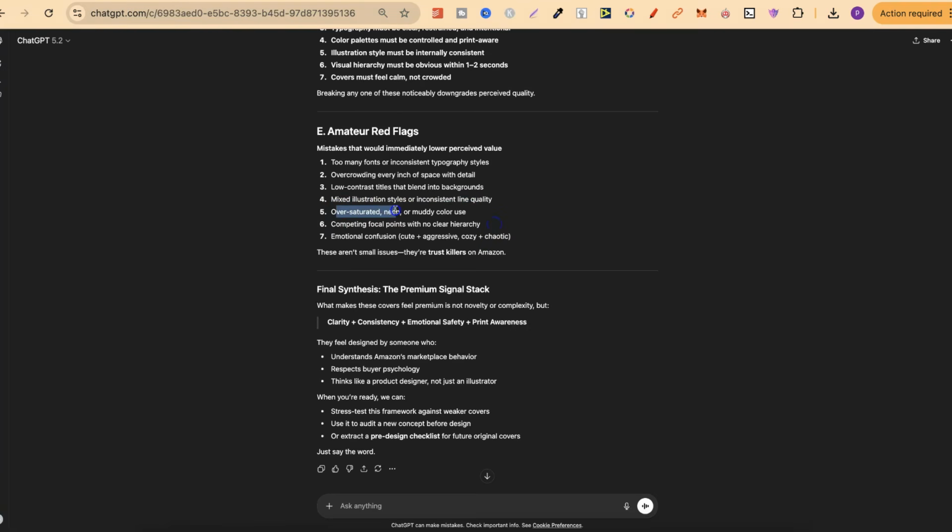But oversaturated neon or muddy colour use, competing focal points with no clear hierarchy. Depending on the cover, the niche, and what type of book you're trying to create, you always want to have a hero image. Your hero image is your main visual point of your colouring book cover. Now, emotional confusion, cute and aggressive, cozy and chaotic. These aren't small issues, they're trust killers on Amazon.